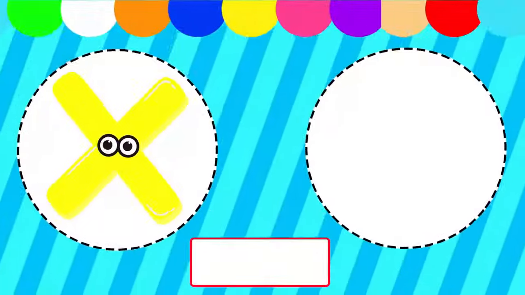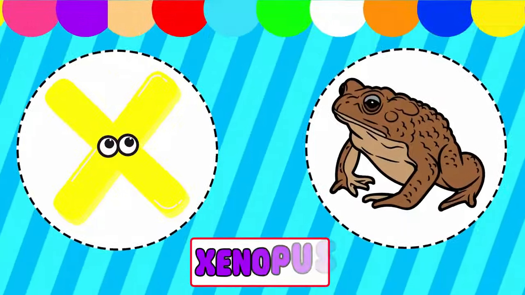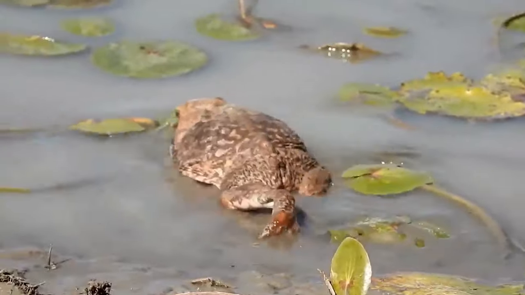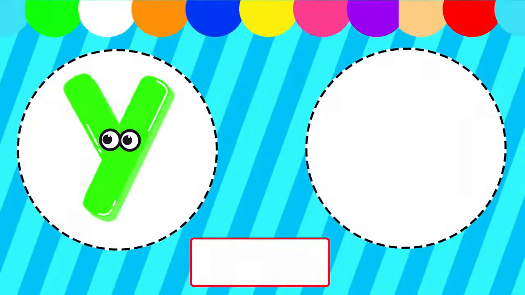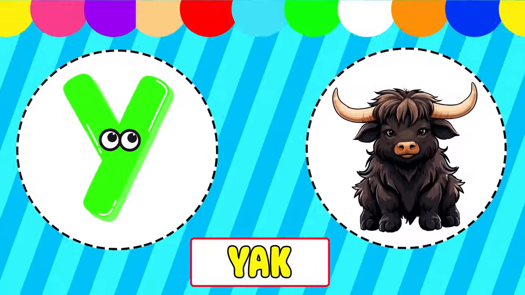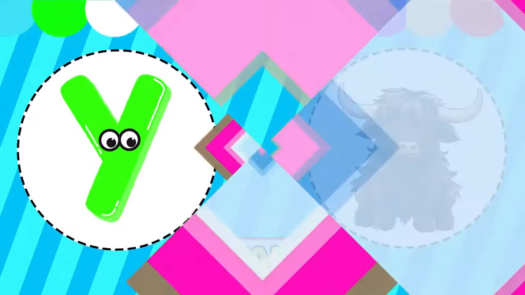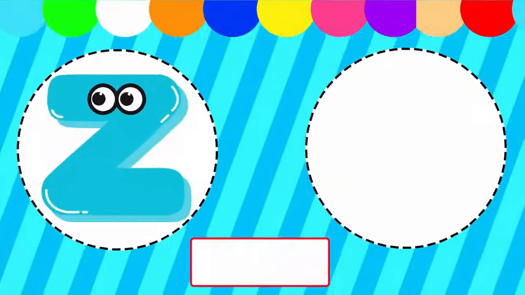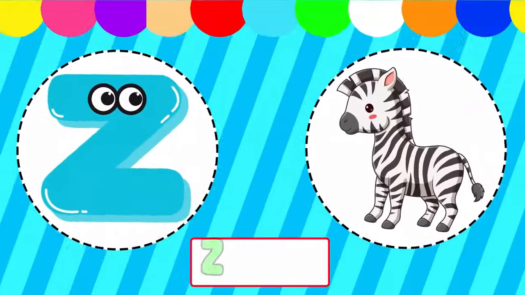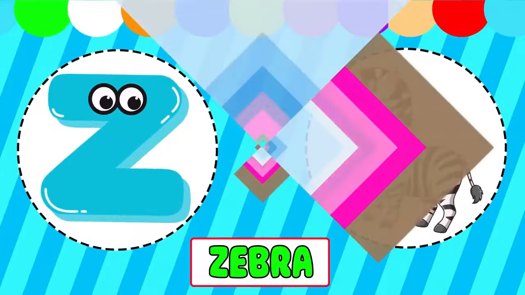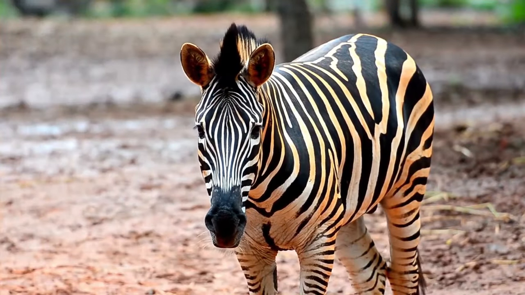X for Xenopus. Xenopus. Y for yolk. Yolk. Z. Z for zebra. Zebra.